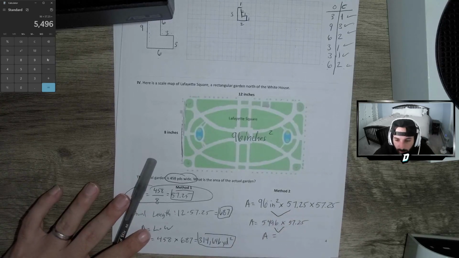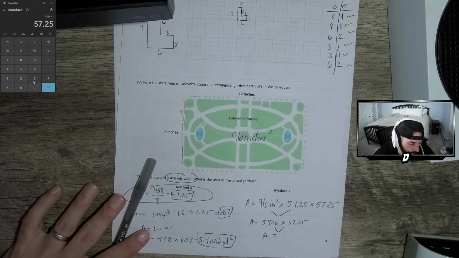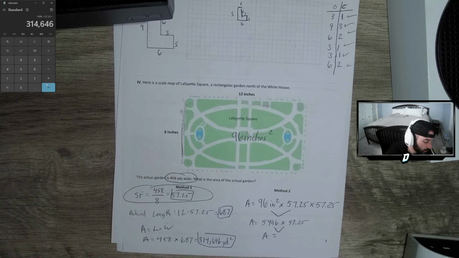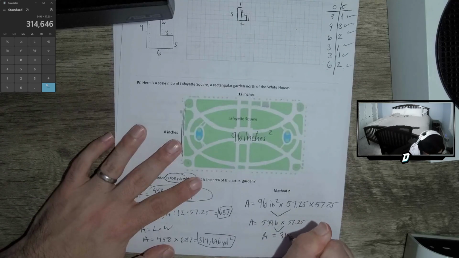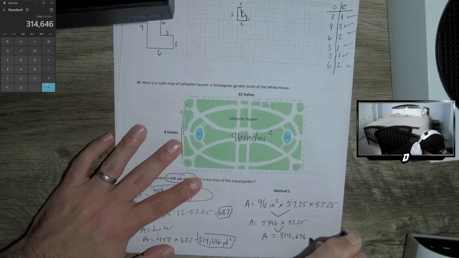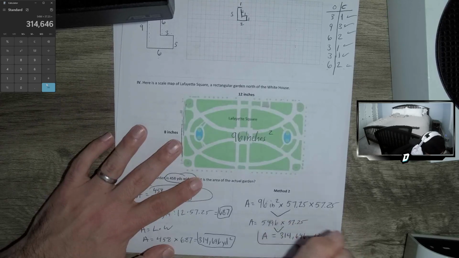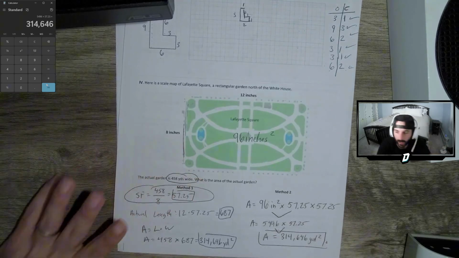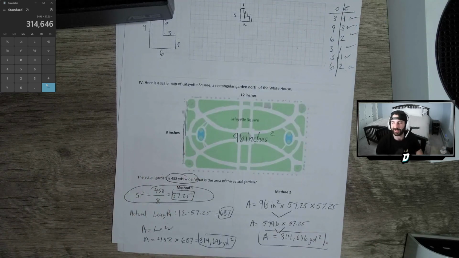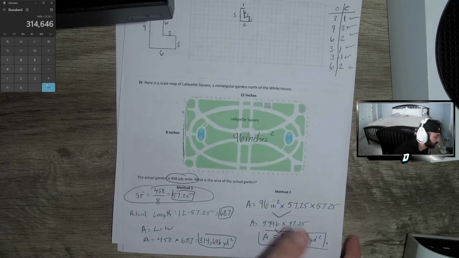And so then I can multiply 5,496 by my scale factor again. And how cool. We ended up getting the same area. I actually get nervous every single time that that's not going to work, but the math ends up mathing. And so that was question 4. And now we can move on to question 5.